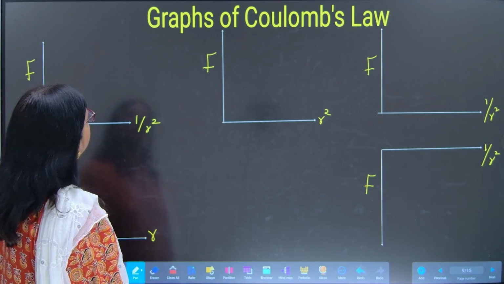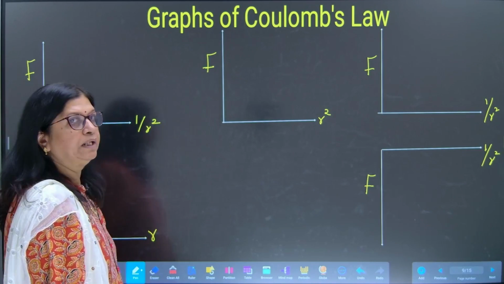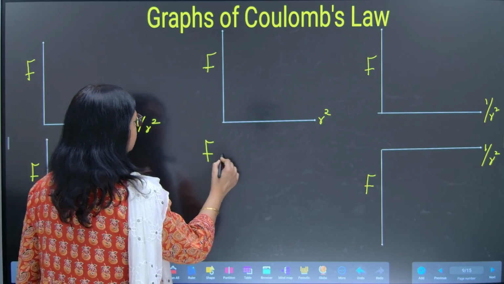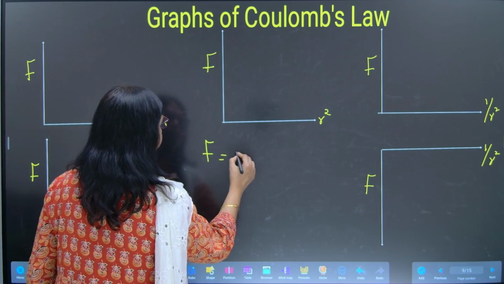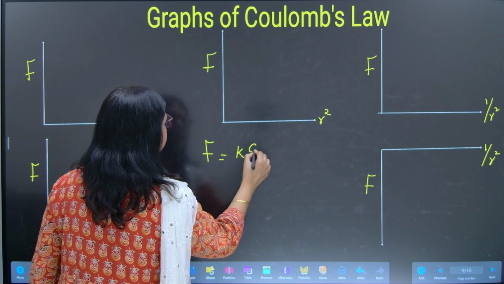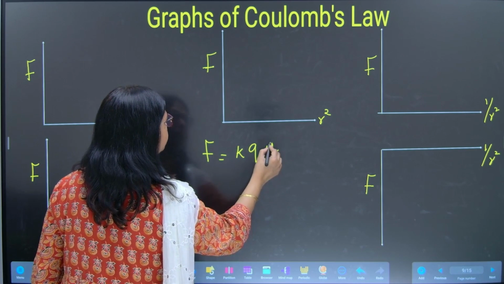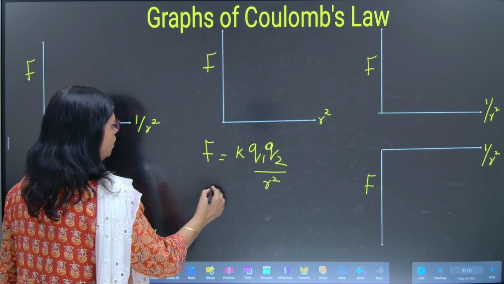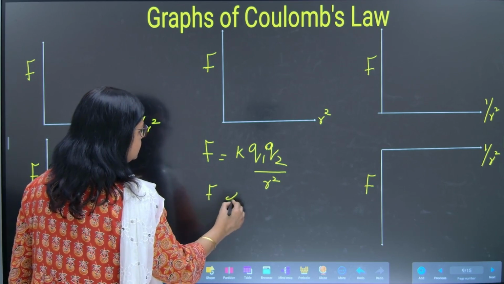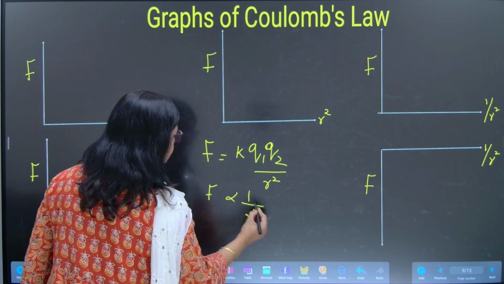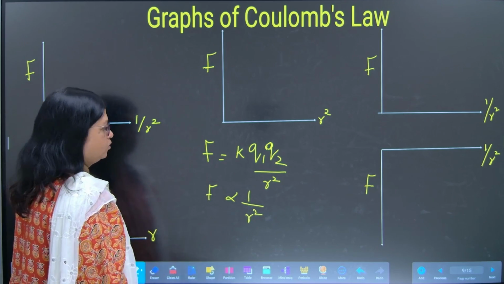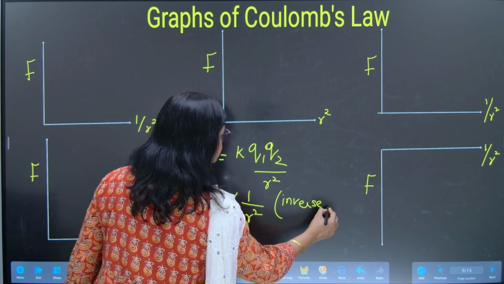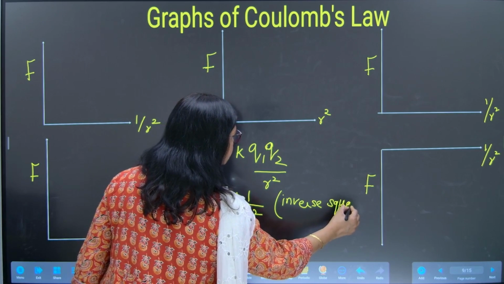Okay, so graphs of Coulomb's law can be studied in this section, where we can use the formula of Coulomb's law of forces given by K Q1 Q2 upon R square. As the law says, F is inversely proportional to the square of the distance between the two charges. This is also called the inverse square law.